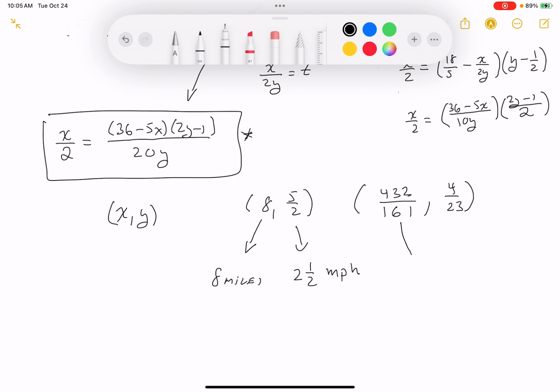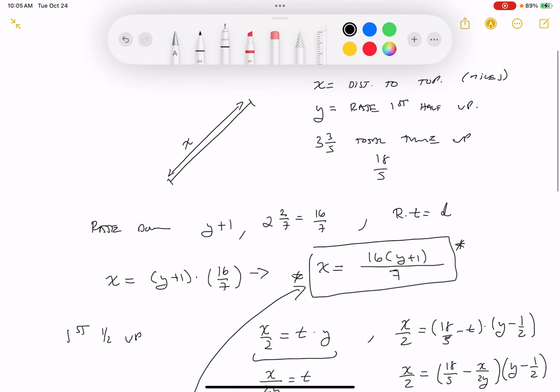Now, this one over here is a little crazier, but I'm not going to do the division. But this certainly could be a distance to the top of the mountain, by the way. 432 over 161 miles. That's possible. And this is really slow walking, man. 4/23. I'm not saying it's not possible, but I want to point out, it doesn't seem likely at this point.